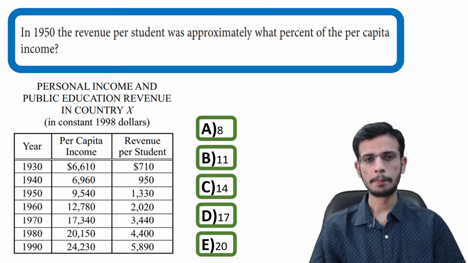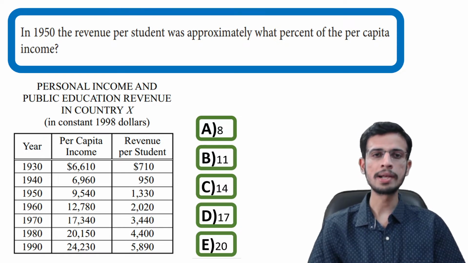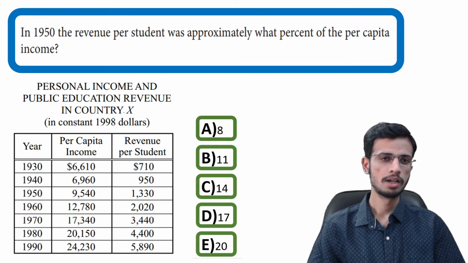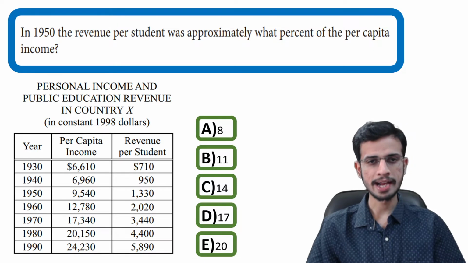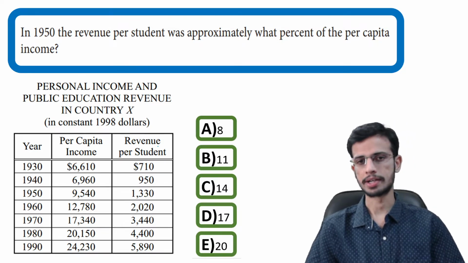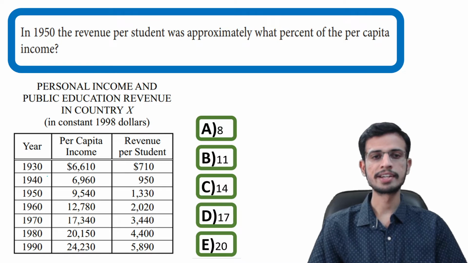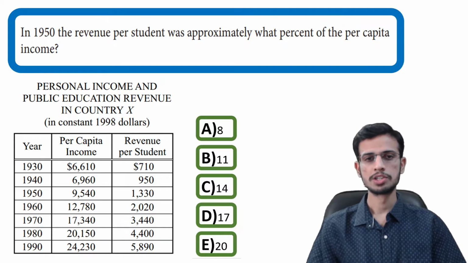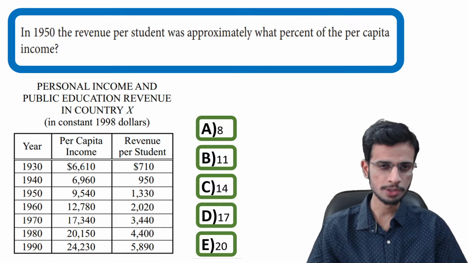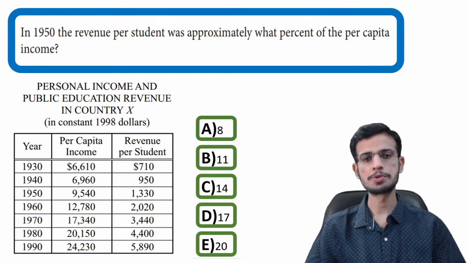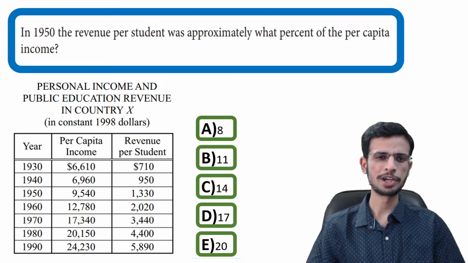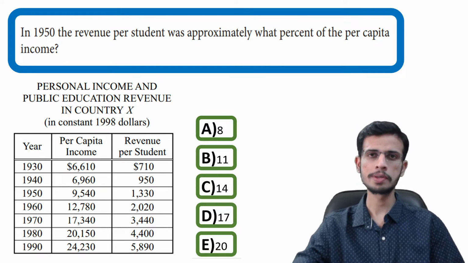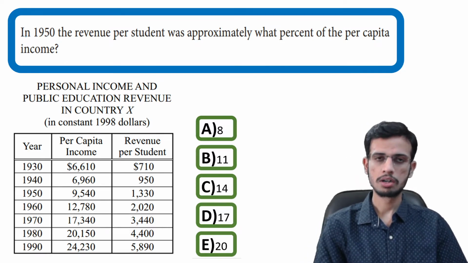What is heading of this table? Personal income and public education revenue in country X. So year wise they have given per capita income in one column and revenue per student in dollars. So 1930, 1940, 1950, 1960, 1970, 1980 and 1990. So what is per capita income? Right? It is given to us, and revenue per student is also given to us. Right? You can go through this data, and you have to just interpret the data and you have to give answers. So let's read the question.